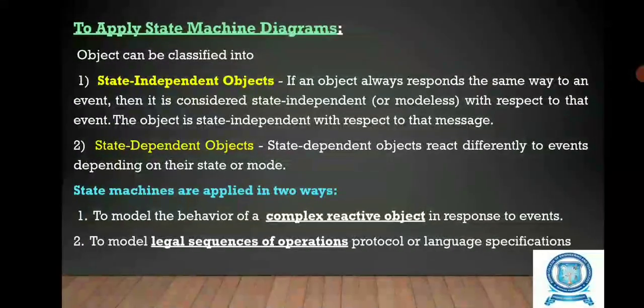Now let us see how to apply state machine diagrams. Objects can be classified into state independent objects and state dependent objects. If an object always responds the same way to an event, then it is considered state independent, or modeless, with respect to that event.